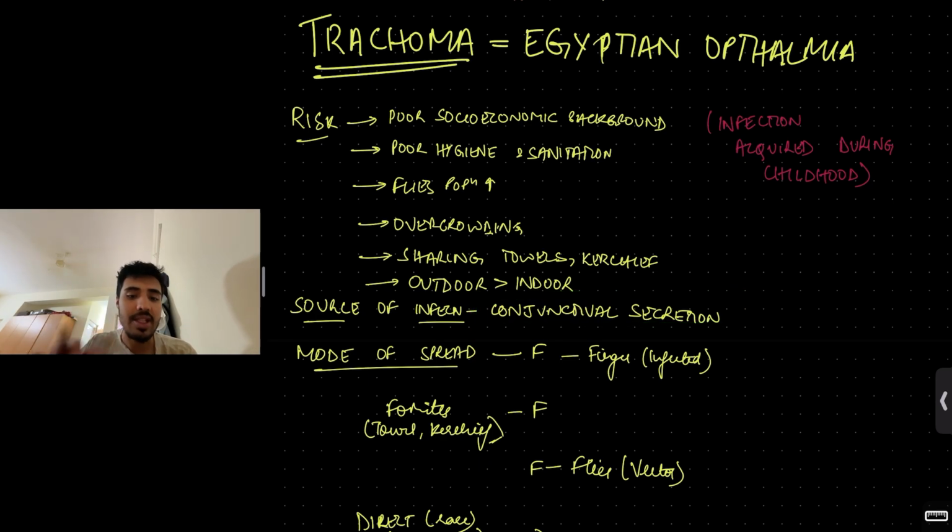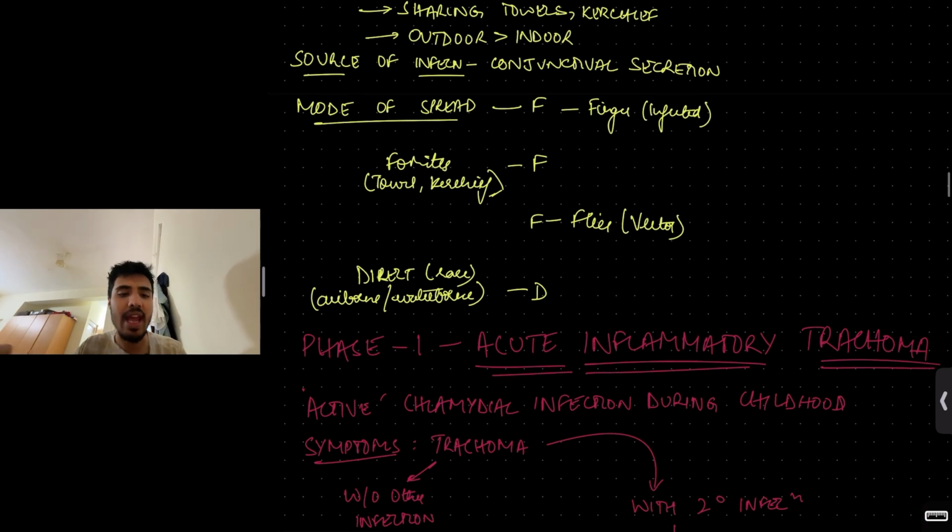Then, after this, how does it spread? The mode of spread is FFFD. F for fingers, infected fingers. F for fomites like towel and handkerchief. F for flies, which act as vector. And D for direct transmission, which is very rare in case of trachoma, where directly through waterborne or airborne there is transmission of the infection. So this is about the general features, the source of infection, the mode of spread, and the risk factors.